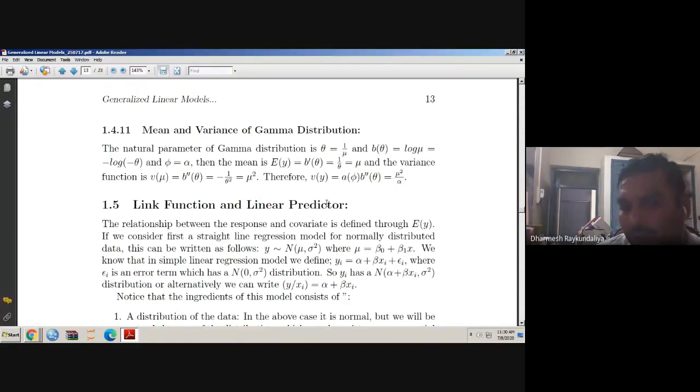But ultimately we require the mean and variance in the form of mu, because I wish to show that this variance is a function of mean. Mean is present in the variance. Okay? Any questions up to this? Anybody?